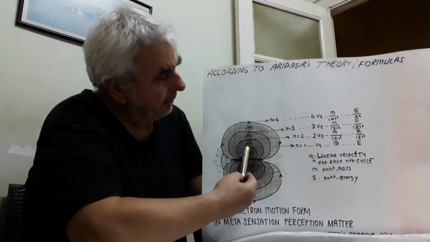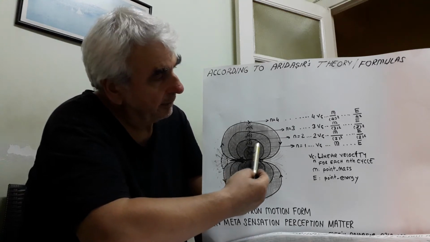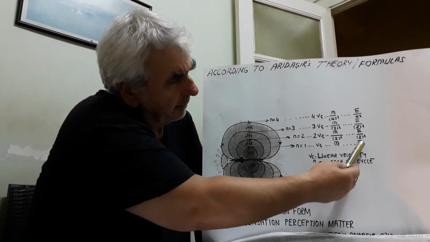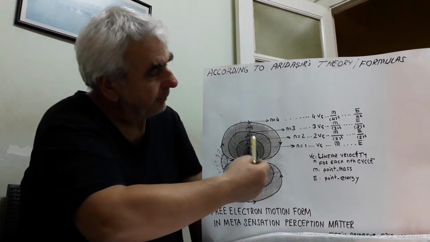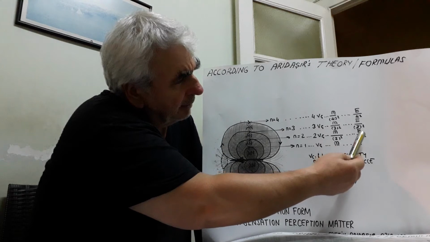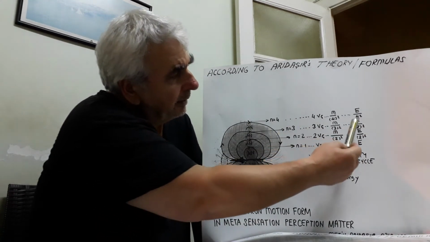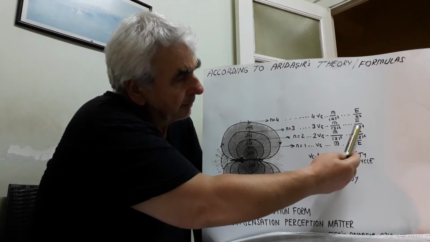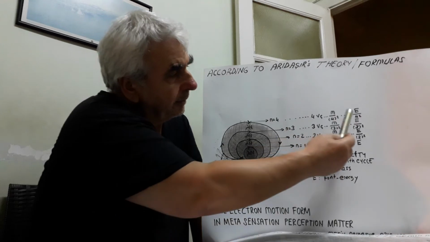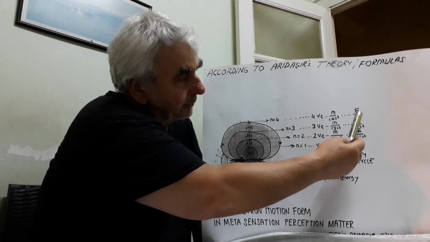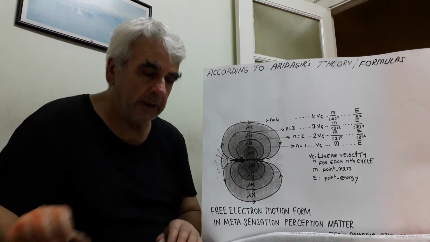And point energy, same formulas. For first successive wave, any point energy is E. For second, E divided by n squared, 4. For third, E divided by 3 squared, 9. For fourth, E divided by 4 squared, 16, etc. So, yes.